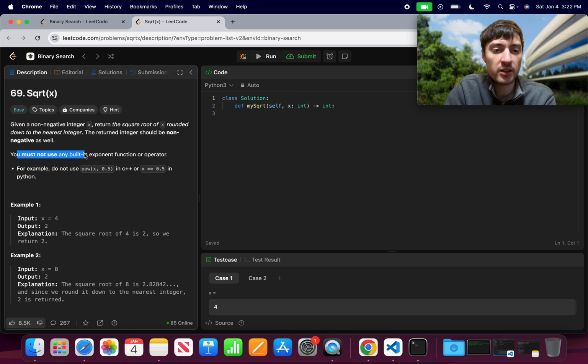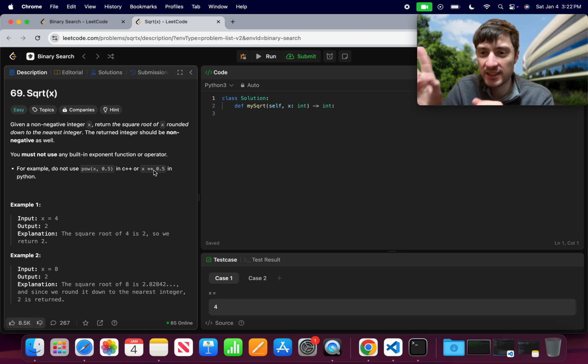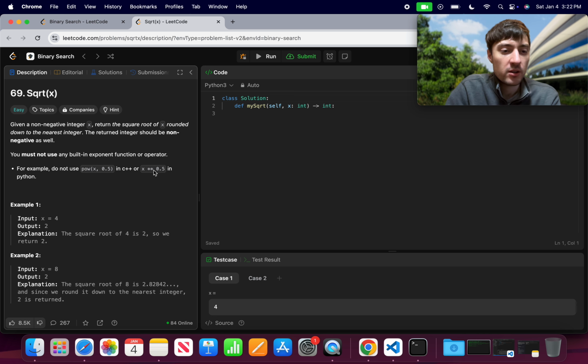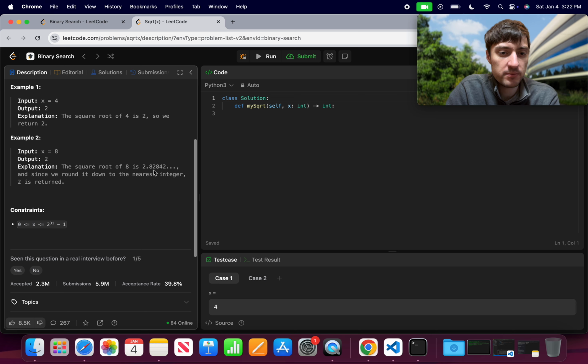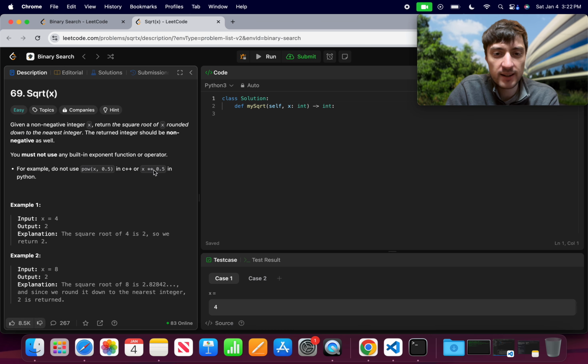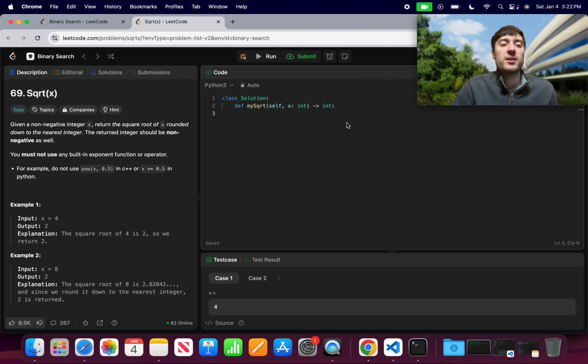So you must not use any built-in exponent function or operators. So we can't do like power, which if you want to take the square root, you can just do like the 1/2 power, that's the square root. Or we can't use the double asterisk, which is like squared. Okay, so all right, that I guess is the problem. How do we actually go about solving this?